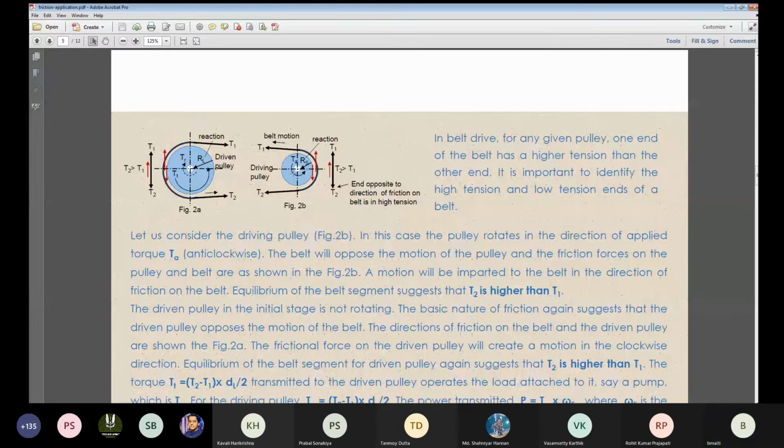Actually, I was trying to say that what is happening is that the driving pulley is being given the torque by the motor. It then applies friction on the belt, which was stationary, and this rotates the belt, and the belt again applies friction on the driven pulley, which rotates the driven pulley. Is this how the power is transmitted? Exactly. That is the power transmission.